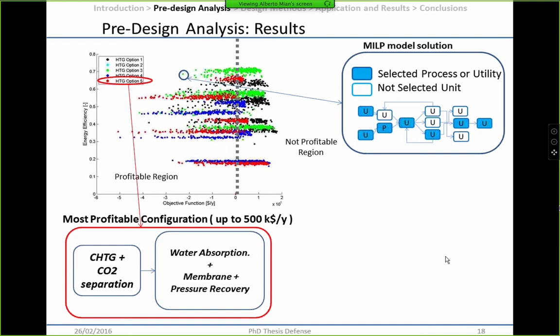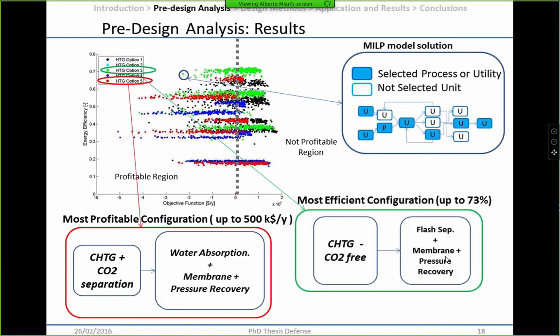Considering efficiency, even if this was not an objective of the optimization, it came out that on average, the most efficient solutions are the ones in green. So the catalytic hydrothermal gasification with hydrogen injection, with CO2 to be plant output with some recovery, and membrane separation for the binary mixture methane and hydrogen.